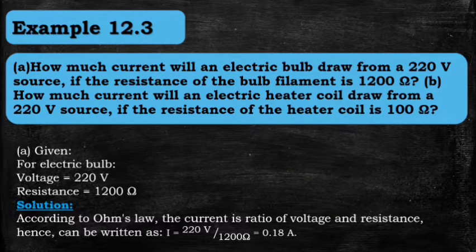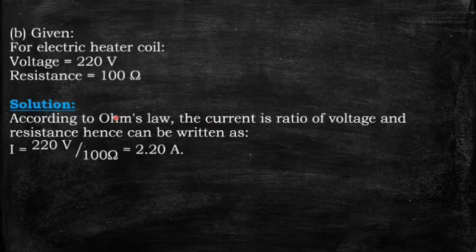Let us solve this in B. In B, what has been given? Voltage is 220 volt and the resistance is 100 ohm. It is similar. I is equal to V divided by R, that is 220 volt divided by 100 ohm. That will be equal to 2.20 ampere.